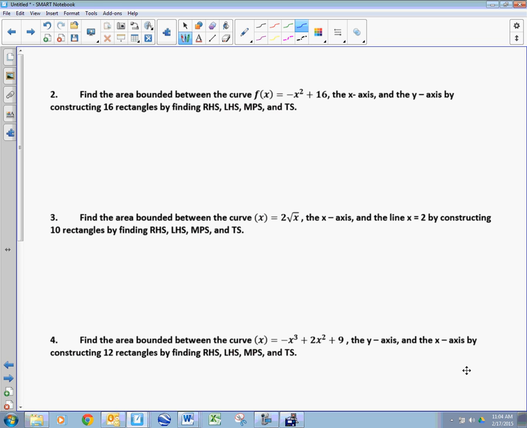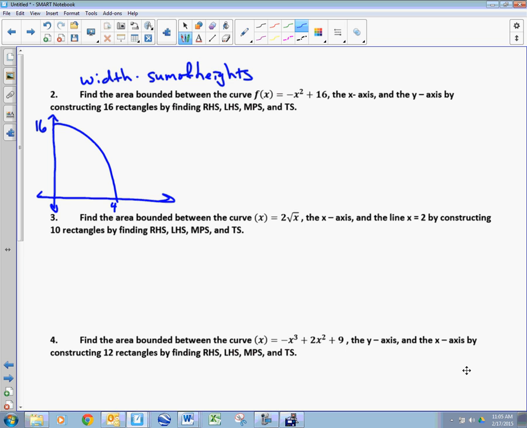So let's try to get through an example, give you a little bit of time to work, and then we'll move on from there. This function, negative x squared plus 16, looks like this. It's bounded by the x-axis and the y-axis, and I'm going to construct 16 rectangles and find the right-hand, left-hand, midpoint, and trapezoidal sums. For everything, we take the width times the sum of the heights. That's what we've been doing the whole time. Find the width of the rectangles, and then we add up the heights. That's it.